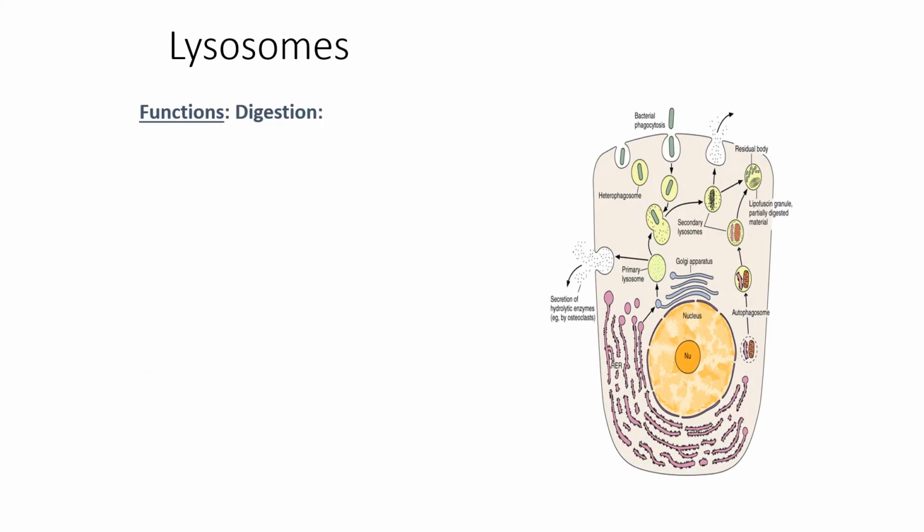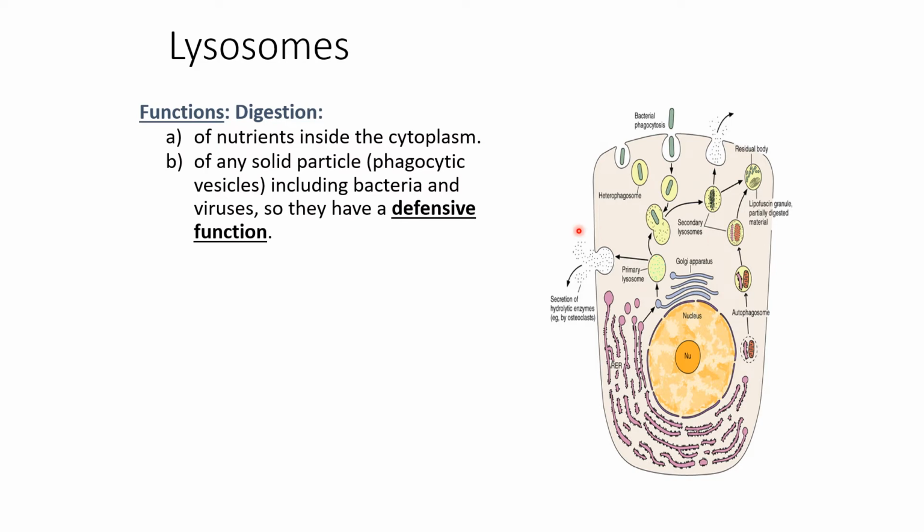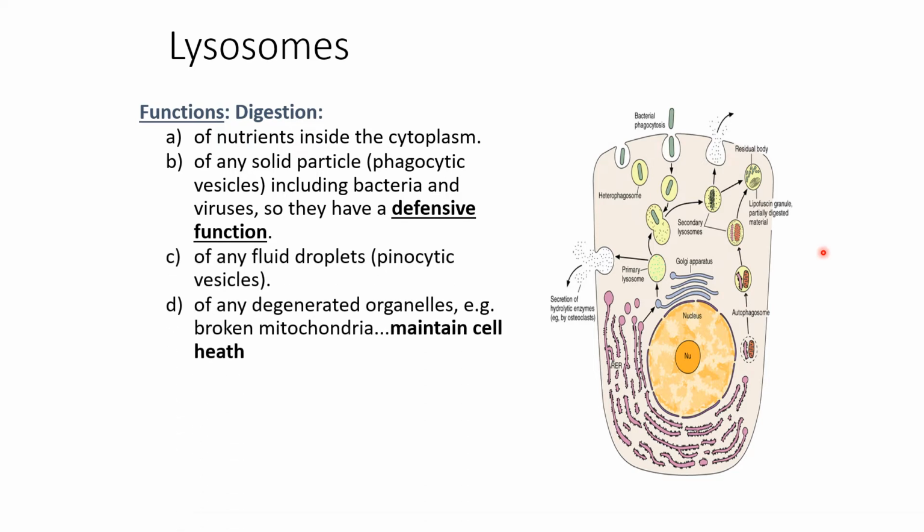What is the function of lysosome? The main function of lysosome is digestion. Digestion of what? Nutrition. Bacteria. I can phagocytose bacteria, so it has a defensive function. Fluid. Old organelles, degenerated organelles, to maintain the cell healthy.